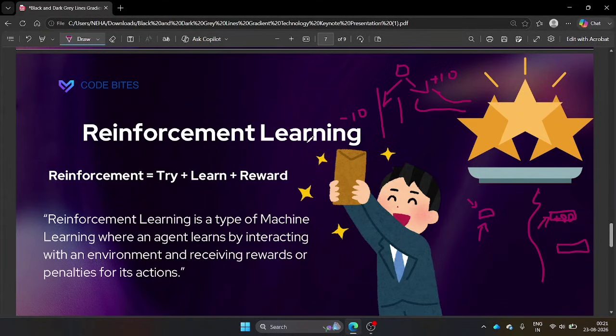Reinforcement learning is AI learning by interacting with the environment and receiving rewards and penalties based on its actions. That is what we call reinforcement learning. Reinforcement learning is a type of machine learning where an agent learns by interacting with the environment and receiving rewards or penalties for its actions.